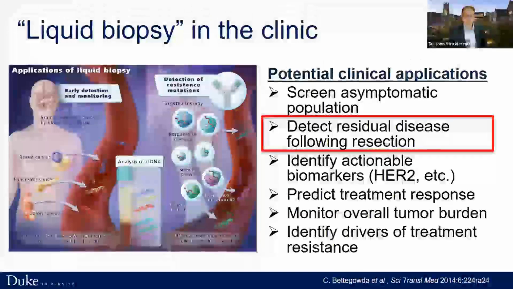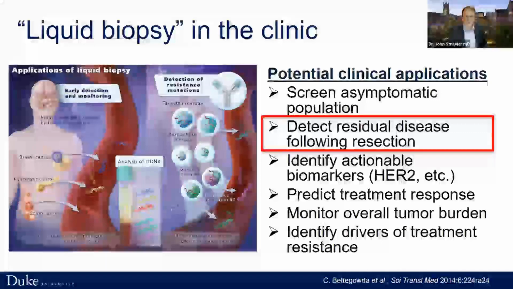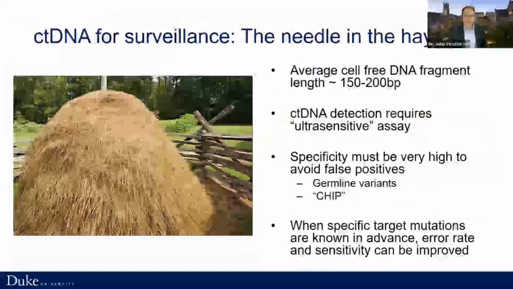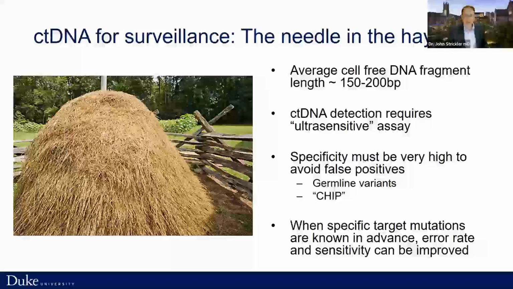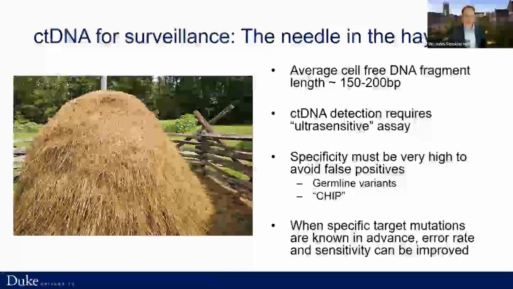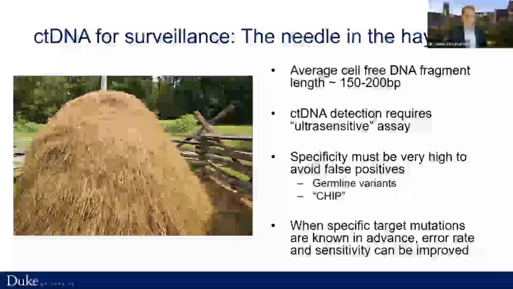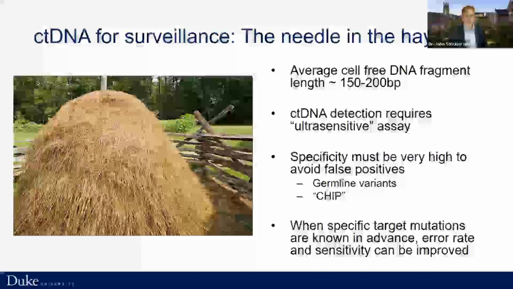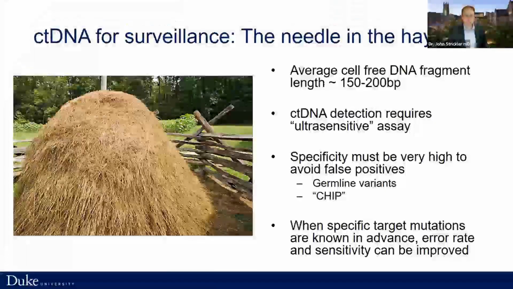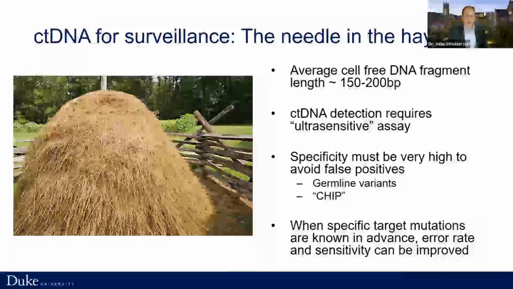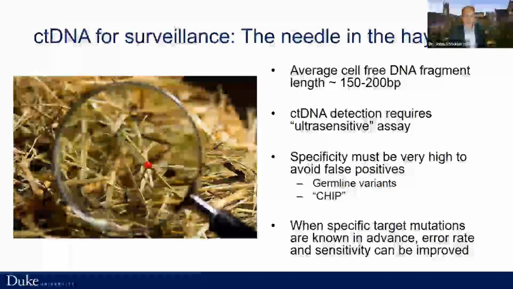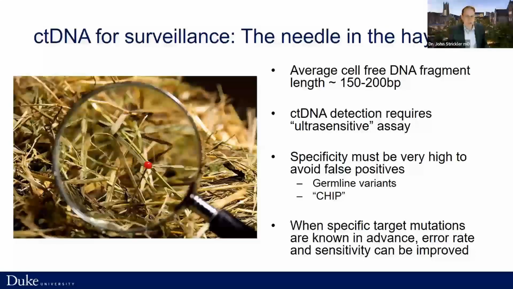But what I'm going to focus on today is this application, which is detecting residual disease after a cancer is resected. So when you think about what this entails, most of the DNA in our bloodstream is normal germline, or DNA we're born with. And what we're trying to do is find a fragment of DNA that is not part of the normal DNA, it's part of the tumor itself. So that requires detecting a needle in a haystack in a way. And you need super sensitive technology to be able to find that needle in the haystack.